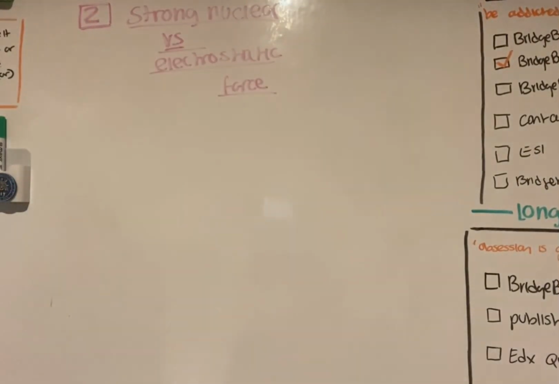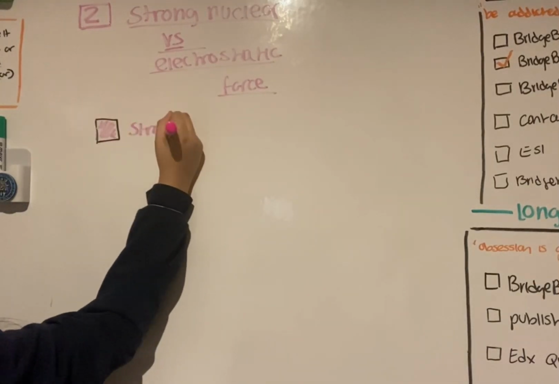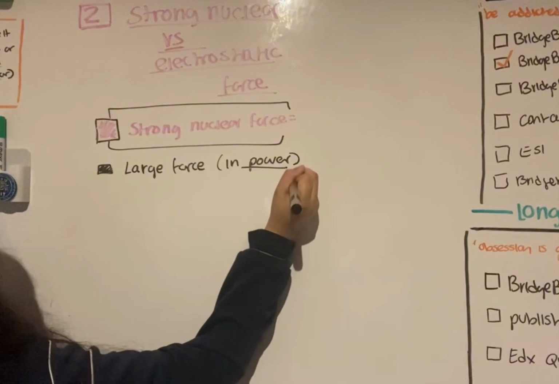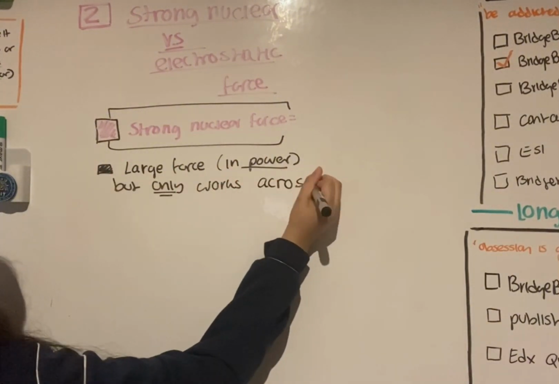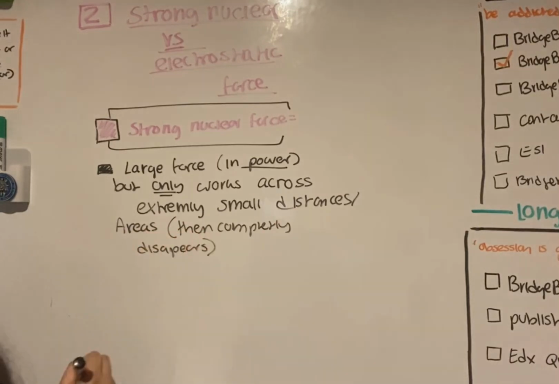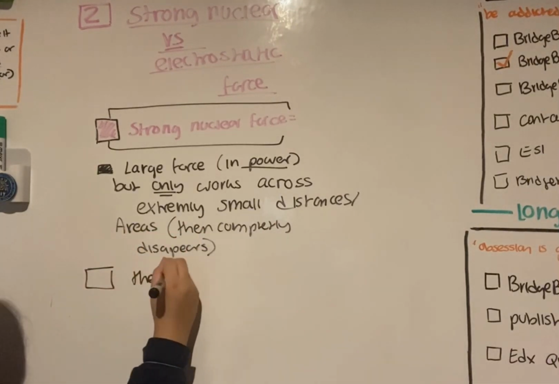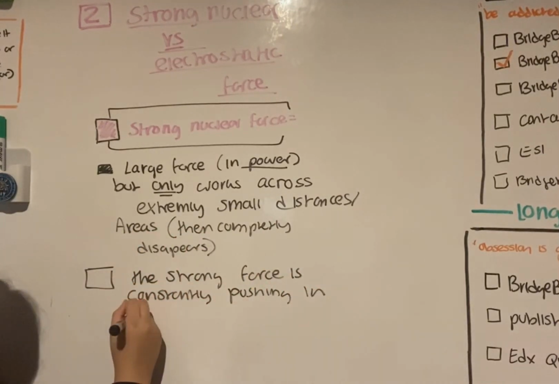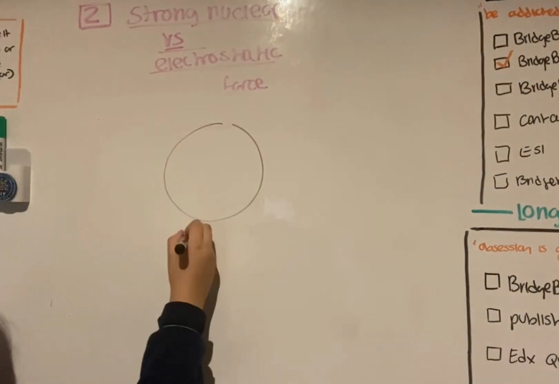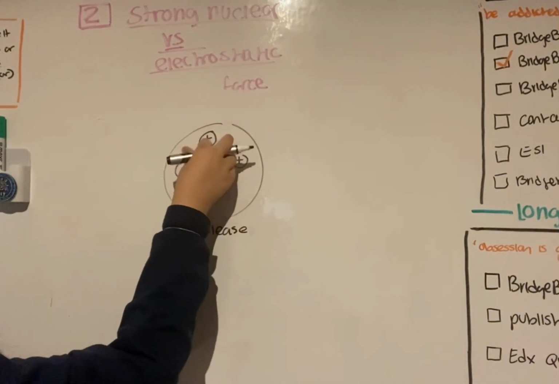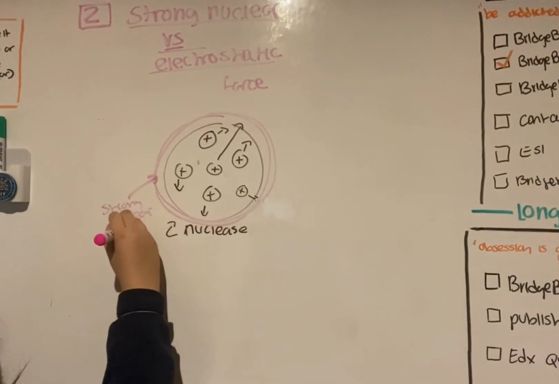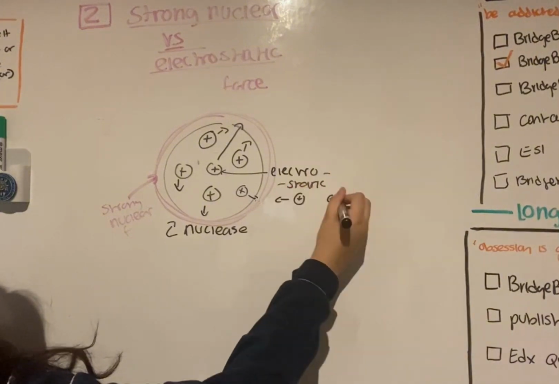The next concept we are going to need to know to understand why a neutron being added makes the isotope more unstable is strong nuclear versus electrostatic force. Strong nuclear force is basically a large force in power, but only works across extremely small distances and areas, then completely disappears. The strong nuclear force is constantly pushing against the electrostatic force. To better understand this concept, we can model this in the nucleus. We can see this in the following diagram, which shows the nucleus with the protons, which are repelled by each other due to electrostatic force, and the strong force holds it all together.